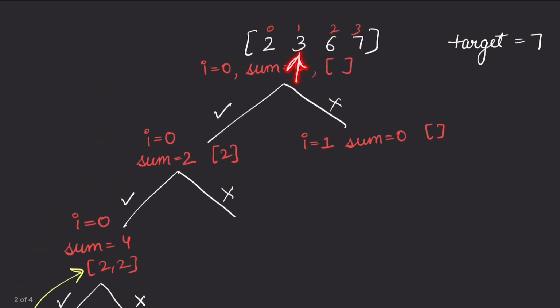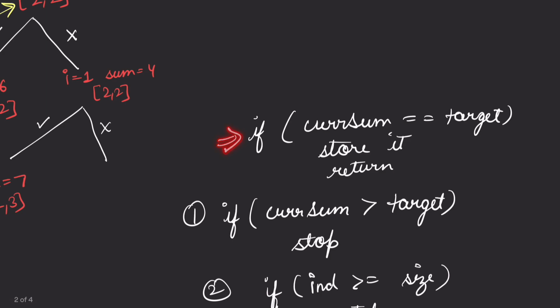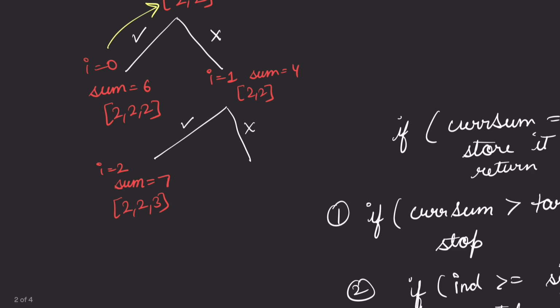It is 3, right? So now you will see that your I will become 2, your sum will become 4 plus 3, 7, right? And your array will become 2, 2, 3, right? Now at this point you will see that your current sum has become equal to the target, right? And as I said, if your current sum becomes equal to target, then you will store it somewhere and you will return. So you will store this array because this is one of your answers, and you will stop here. You will stop this recursion call, right?